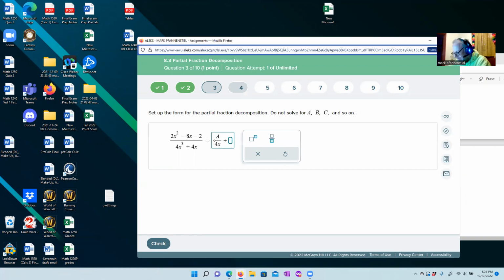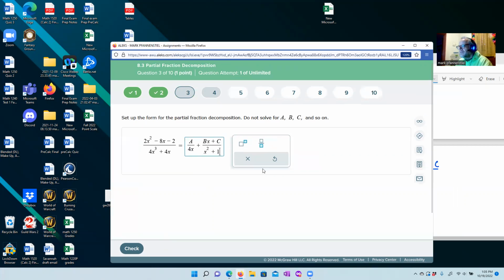So what we're going to have here is A over 4x plus Bx plus C, and again this is all going to be over, on the bottom, x squared plus 1. Okay, that looks like what we set up. Sure does. So we'll go through and check that.